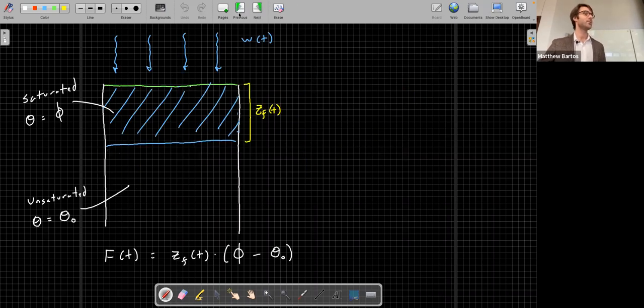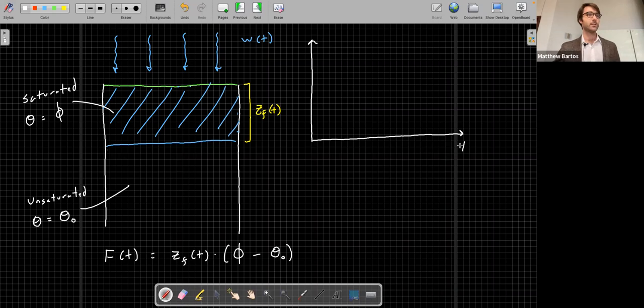Okay, so let me go back and draw a graph of what's going to happen in our Green-Ampt model. I'm going to draw a graph over time. Okay, so this is our time axis, and this is our infiltration rate, f of t. Okay, so we have some rainfall coming in initially, w of t. So under the Green-Ampt model, our initial infiltration into the soil volume is going to just be w of t, the rate of the rainfall. As this wetting front increases in depth, what you're going to see is that the total infiltration capacity of the soil is going to go down.